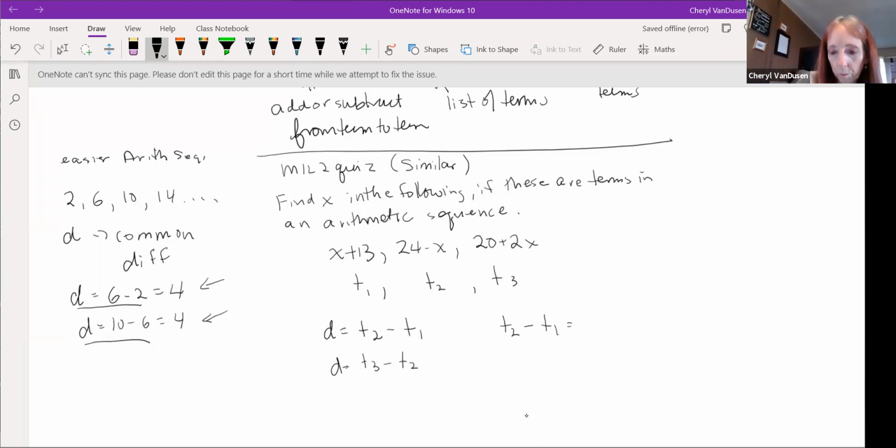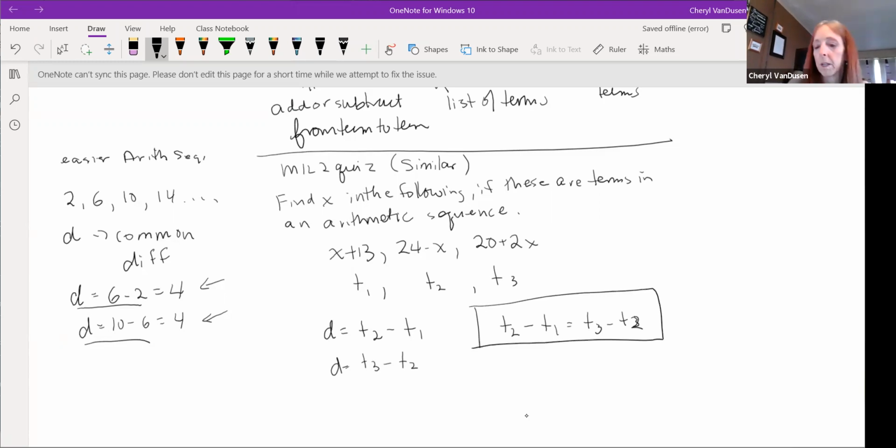Term 2 take away term 1 is equal to term 3 take away term 2. And that little formula is very, very helpful for arithmetic sequences.